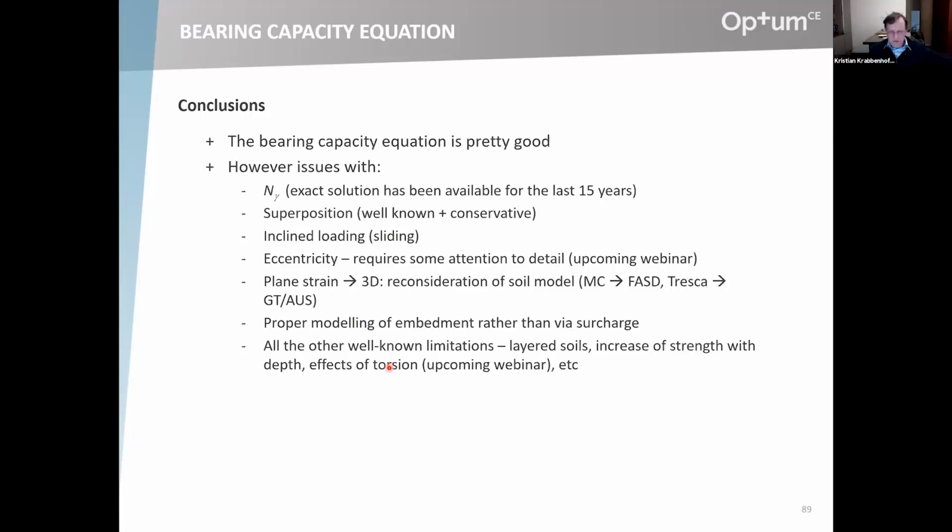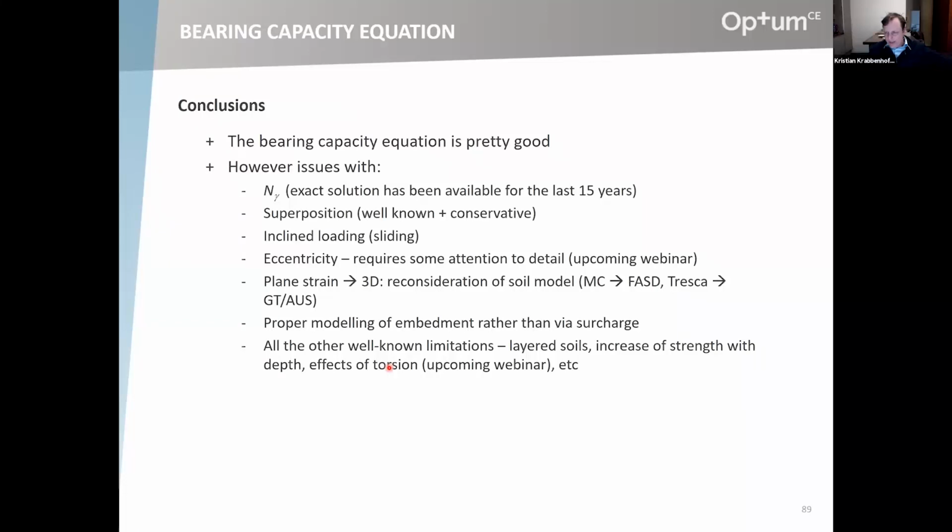You have to be a little bit careful, and it requires some attention to detail also when it comes to the numerical modeling. And then shape, or going from plane strain to 3D. Well, there's the whole geometric issue, but there's also, I think, a reconsideration of the appropriate soil model to be made. More so the fast model, for example, instead of Mohr-Coulomb, and the generalized Tresca, or the AUS instead of the standard Tresca. And you could look, of course, at a more proper modeling of embedment rather than via surcharge.